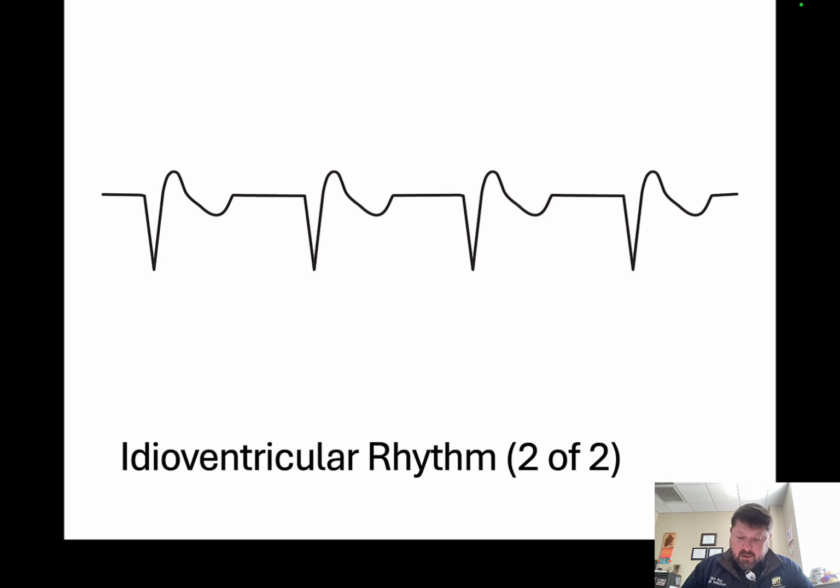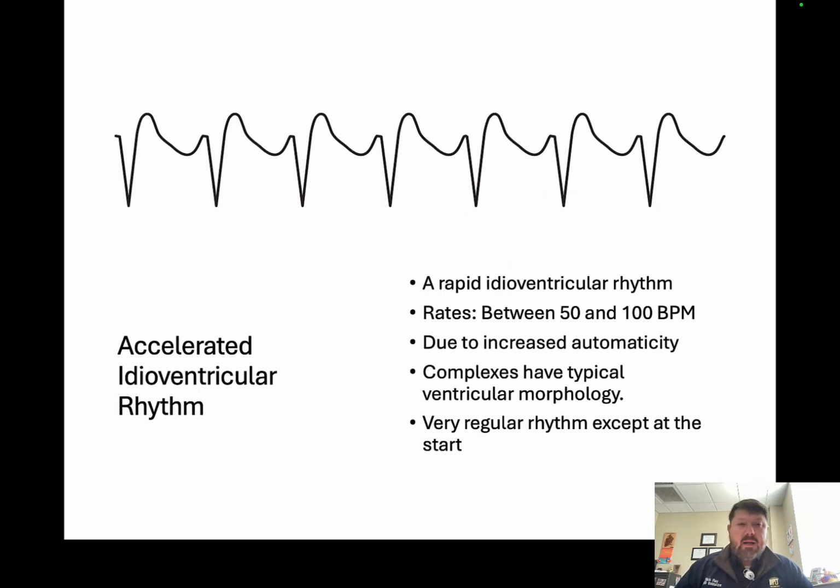Here's an example of an idioventricular rhythm. Assuming this was a 6-second strip, you've got a rate of 40, with wide QRS complexes and no P wave capturing these complexes. With an accelerated idioventricular rhythm, this is going to be the same rhythm, but now the rate is greater than 50 but less than 100, so between 50 and 100.